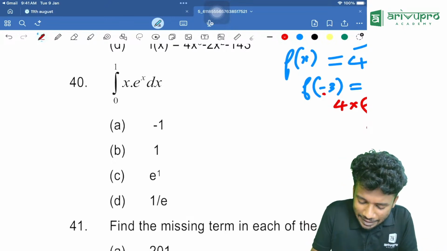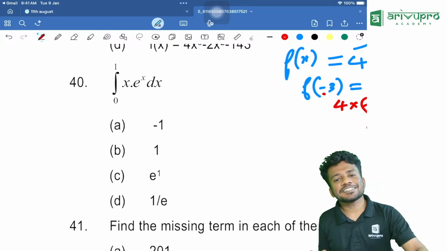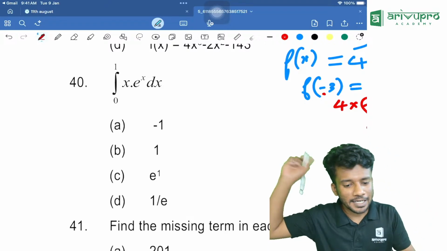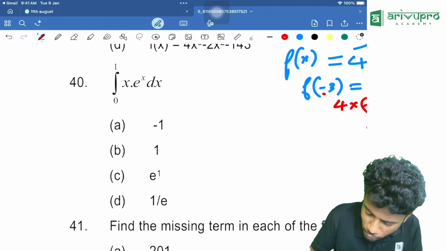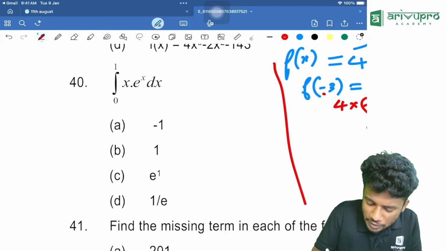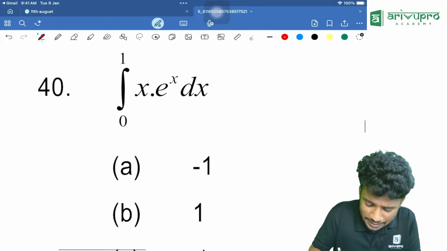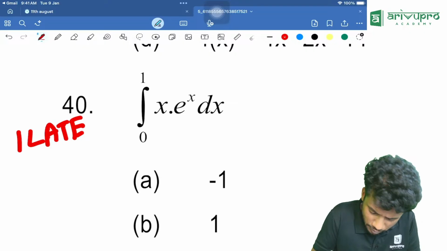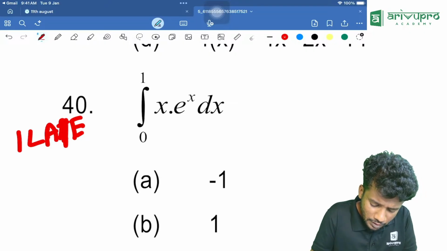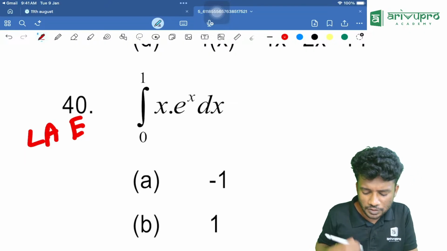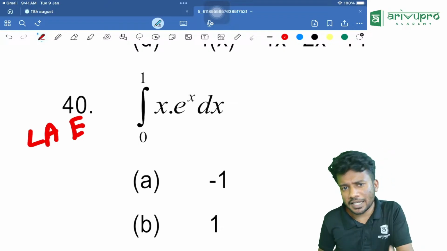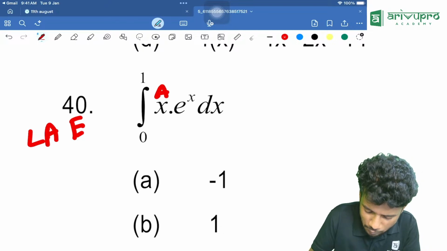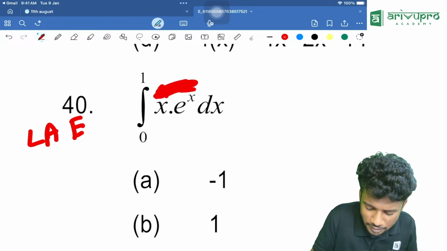Now, integral of x into e raised to x dx. I have solved the same type of question inside the class also, and in our marathon we have done that. Now look here, the method is very simple. Is it of the standard form? Yes, it is of the ILATE form. Do you remember the order? We don't require trigonometry, we don't require inverse trigonometry, we only require logarithm, then algebraic and exponential. Is it of the form? Yes, algebraic, then exponential is there. So it is of the form.